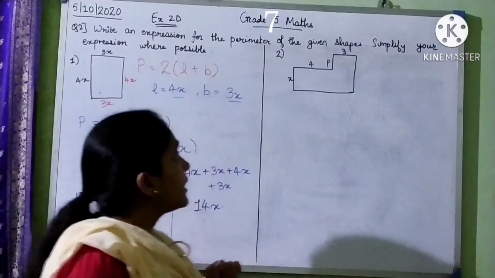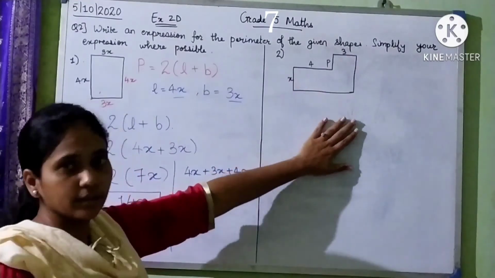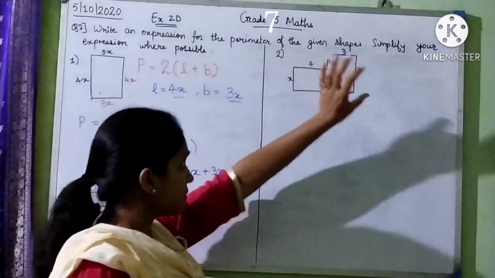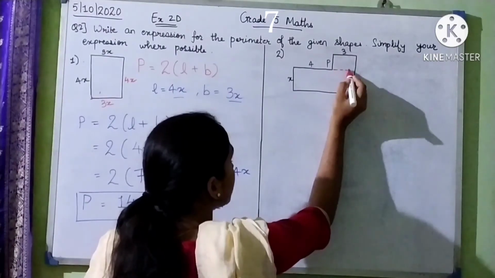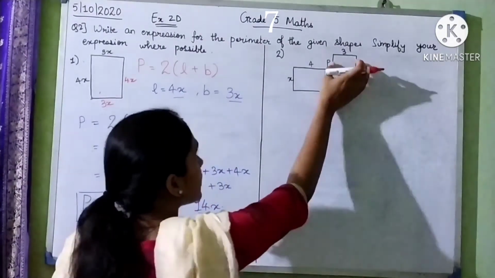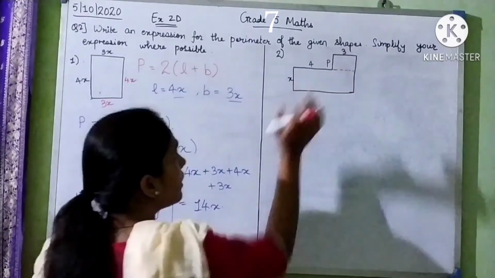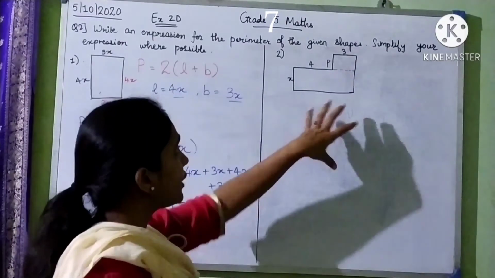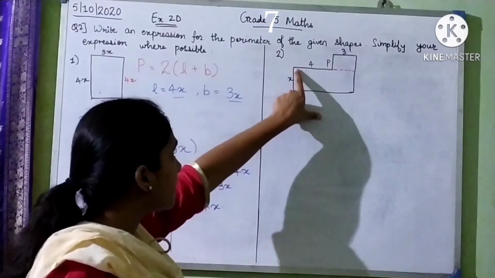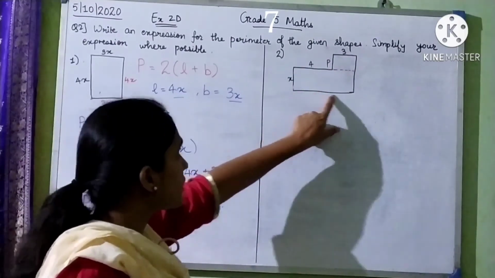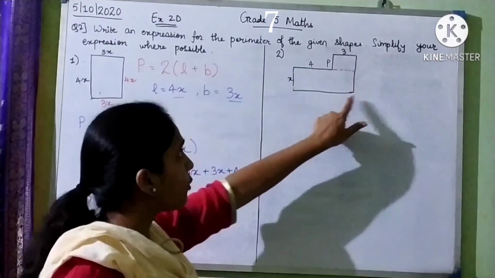Now the second one. In the second one, here this is the figure. Here it contains two rectangles. If I put a line here, this is the smaller rectangle and this is the bigger rectangle, right? But we don't have to go inside it. We just want these boundaries, the length of these boundaries.